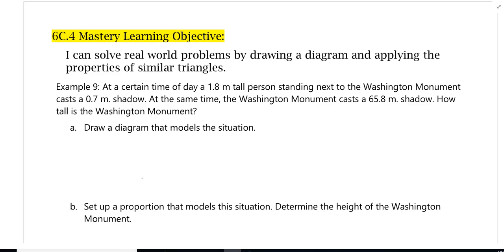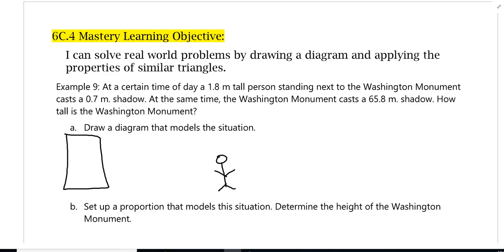So basically you have someone standing next to an object. The sun is shining, and obviously both things are casting their own shadow. So we want to draw a diagram that models the situation, and that's what we're going to be doing in our first example. So we have some monument. I'm just going to have this be my monument. I'm not very crafty. And then I have a person that's standing looking at this monument, right?